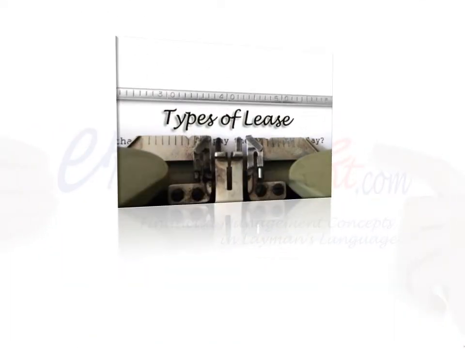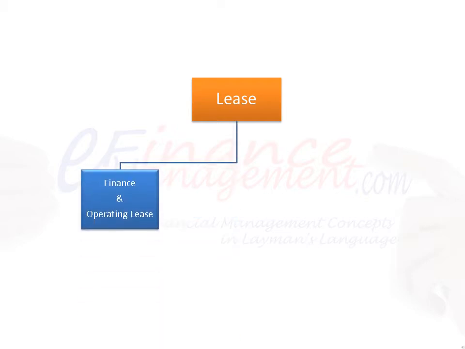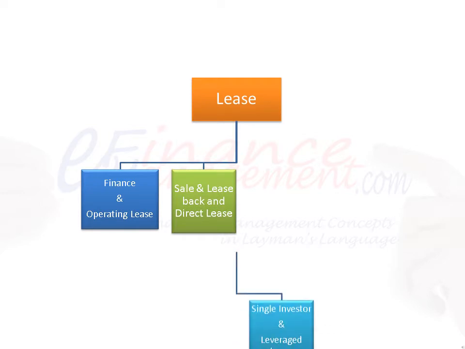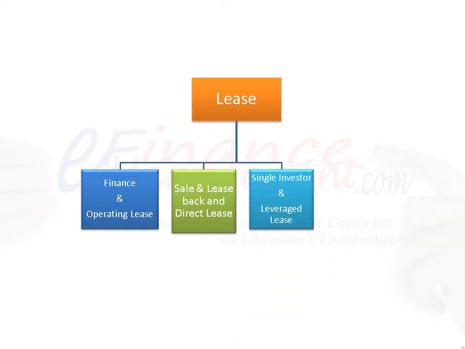Types of lease. Leases are classified into different types based on the variation in the elements of a lease. Very popularly heard leases are financial and operating lease. Apart from these, there are sale and lease back and direct lease, single investor lease and leveraged lease, and domestic and international lease.